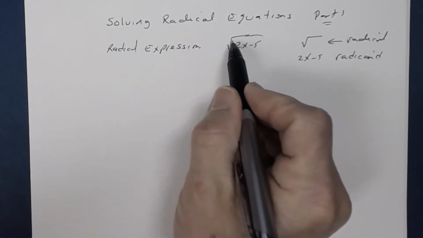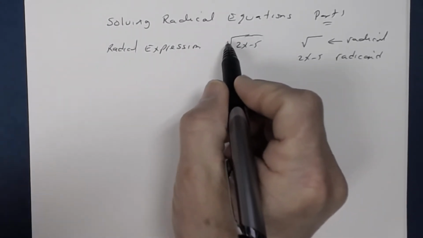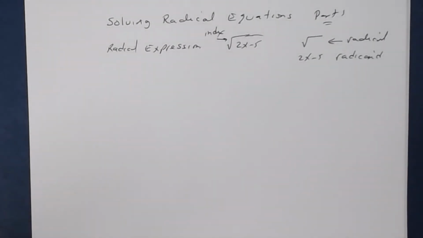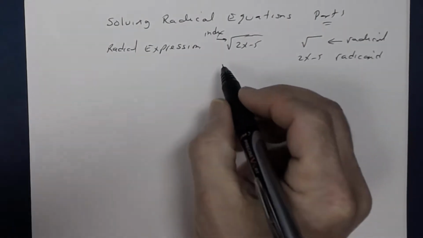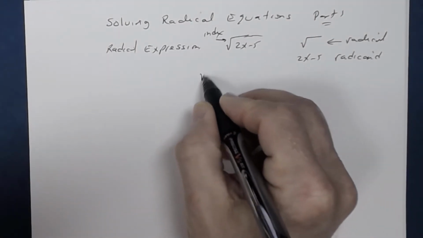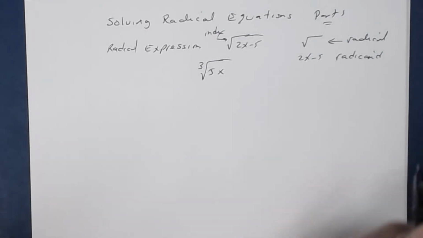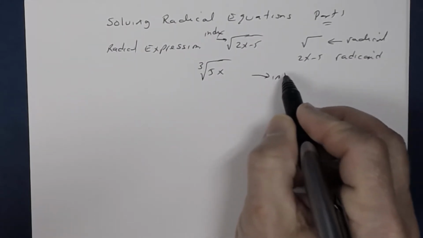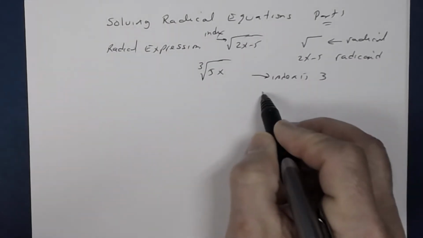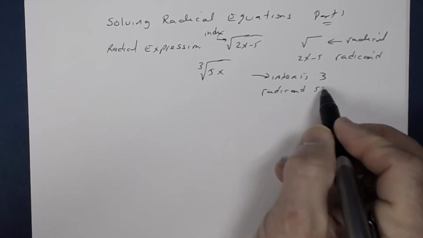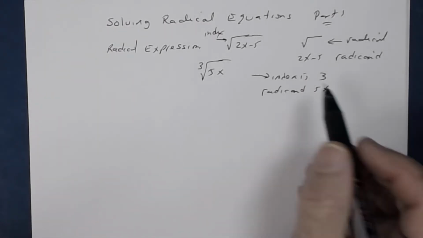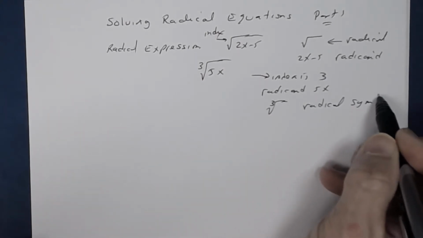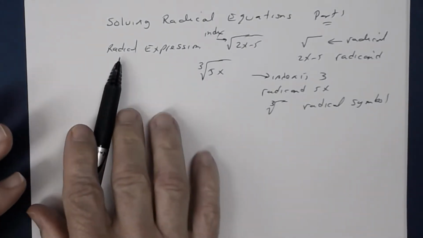The index, you remember, if there's no number there, it's understood to be a 2. So this right here would be called the index, and the index is 2. Another example of a radical expression would be the cube root of 5x. So 3 is your index, the radicand is 5x, and the cube root symbol is the radical symbol.